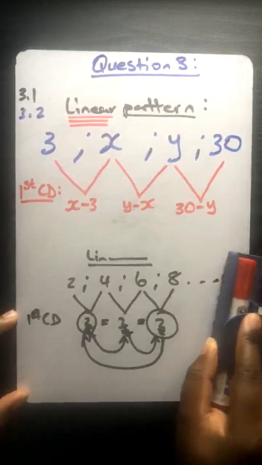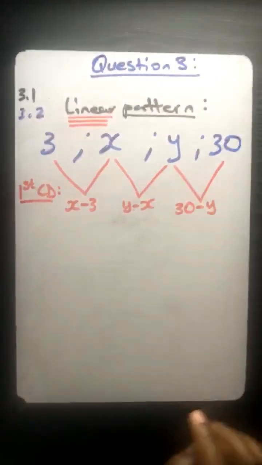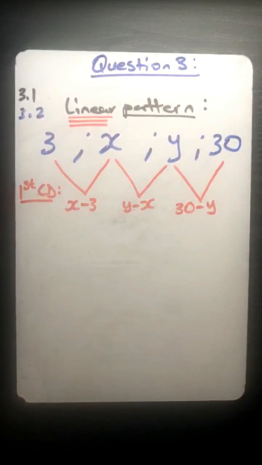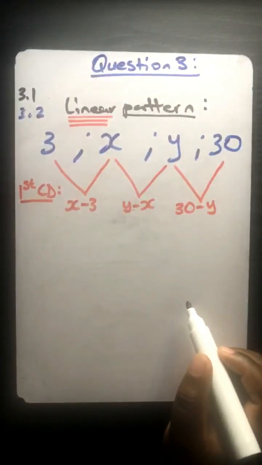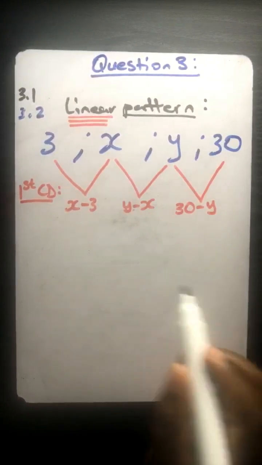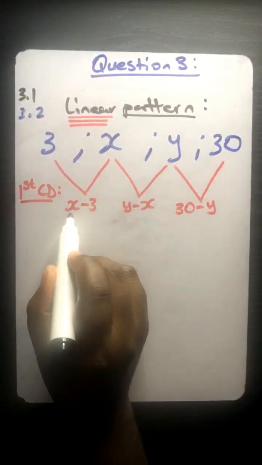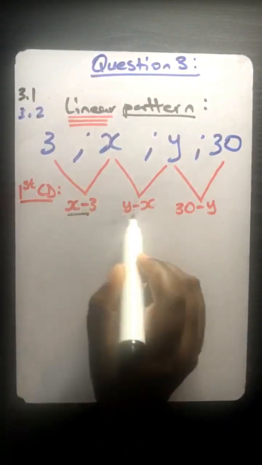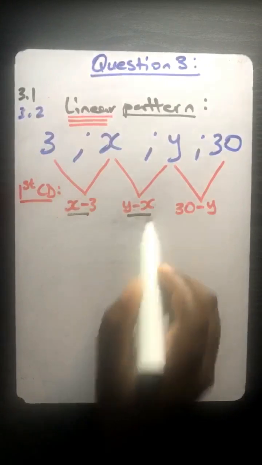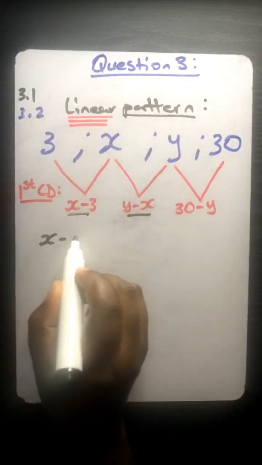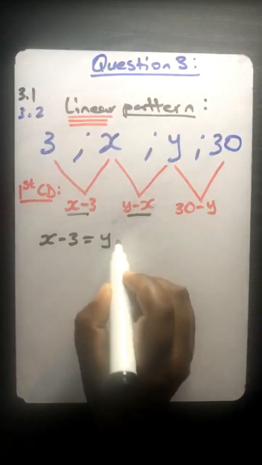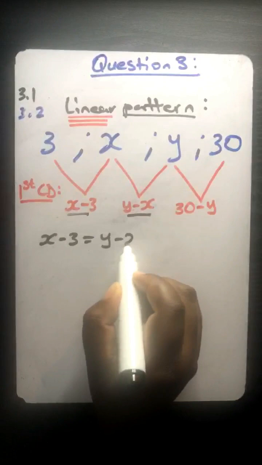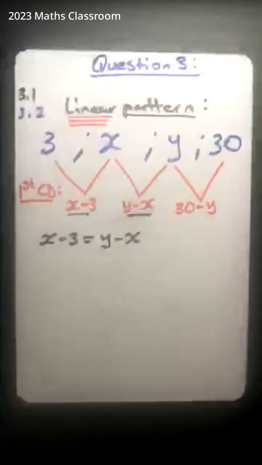Now I'm about to apply what I've just explained on that problem. Let's see. Would I be correct in saying actually this thing is equal to that? That means I'm saying x minus 3 is actually equal to y minus x. I'm not sure if you guys agree with me on that one.